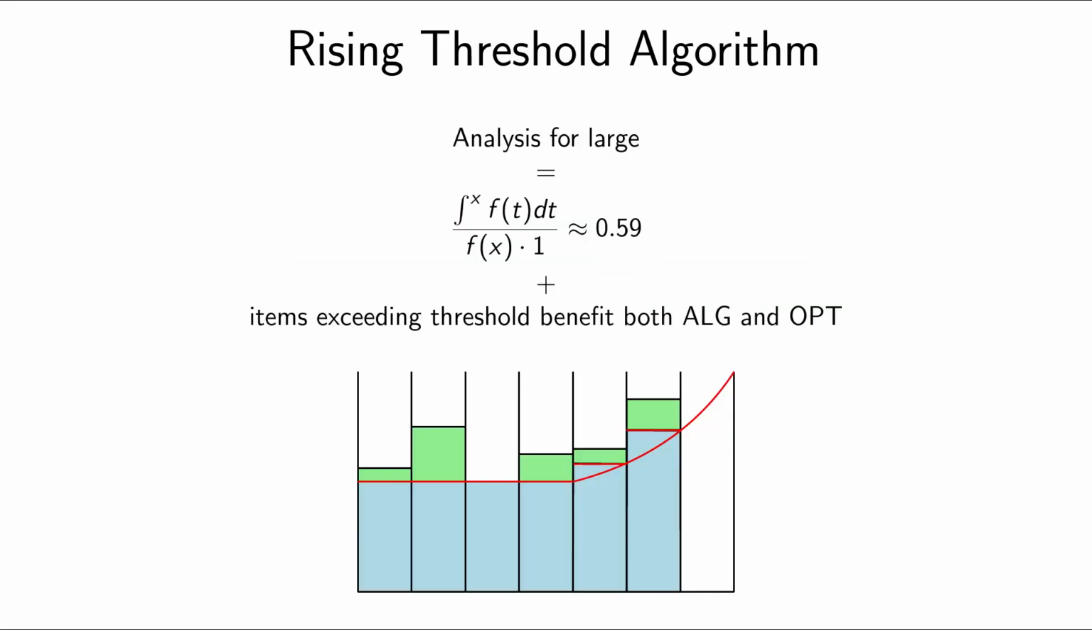We use this property to show the optimality of the rising threshold algorithm. It suffices to combine the aforementioned property with the following observation. If an accepted item was strictly larger than the threshold, then it benefits both ALG and OPT. This suffices to conclude that the rising threshold algorithm is optimal for large items.